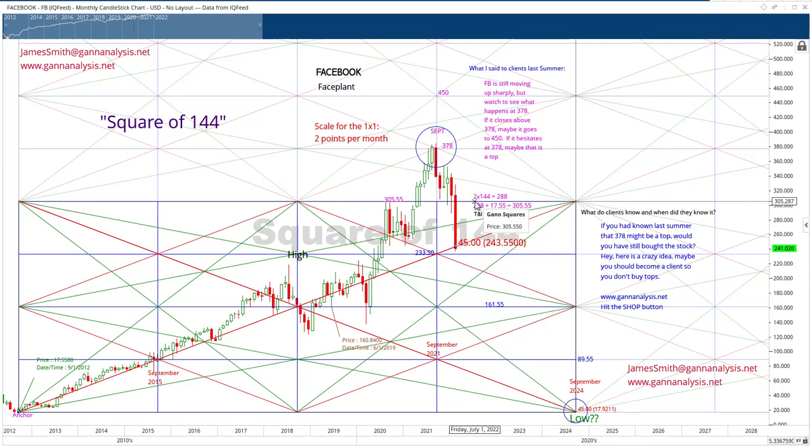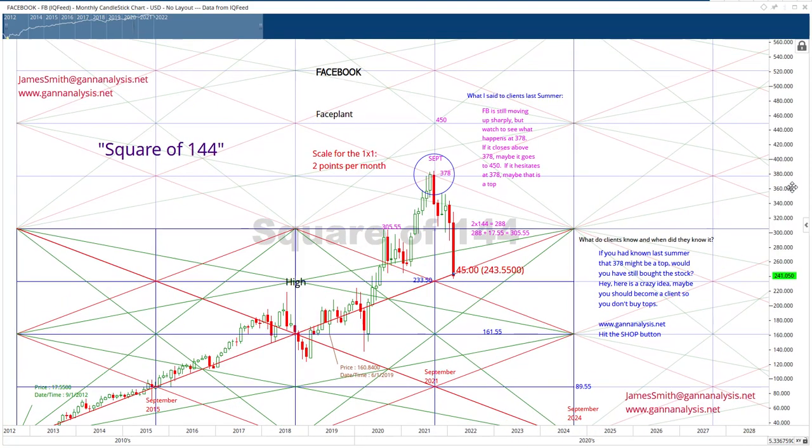Now, since we're using 2 points per month, by definition, the square will be complete when you go 288 points above the low. So you're adding the low, 17.55, plus 288 to get 305.55, and that was the top of the square. Now, what a lot of people don't realize is you can continue the square higher.